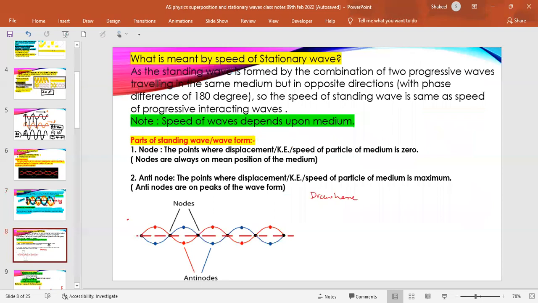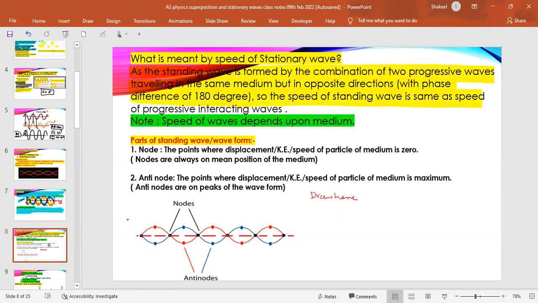So what is meant by speed of standing wave? From its name, it appears that the standing wave is standing at rest, but actually it is not. We know that the standing wave is formed by combination of two progressive waves traveling in the same medium, but in opposite direction with phase difference of 180 degree.